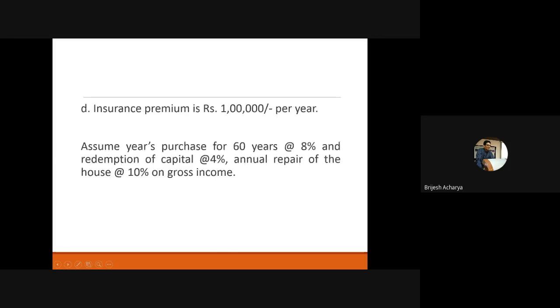Then the insurance premium for this particular cinema house is 1 lakh rupees per year. Assume years purchase for 60 years at the rate of 8% and redemption of capital at the rate of 4%. Annual repairs of the house are considered at a rate of 10% of the gross income. So all these will go as outgoings, right?